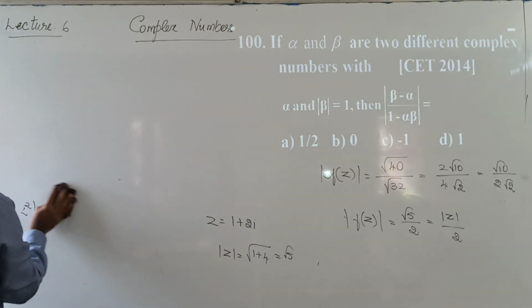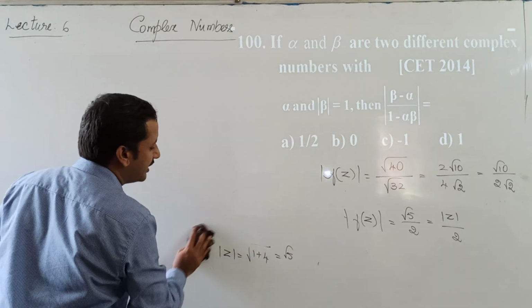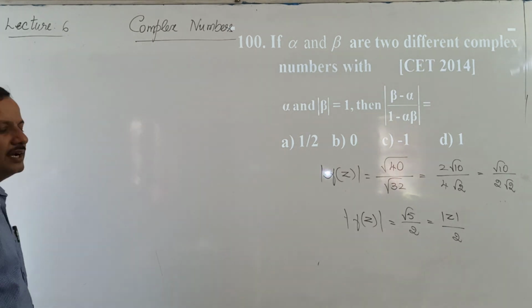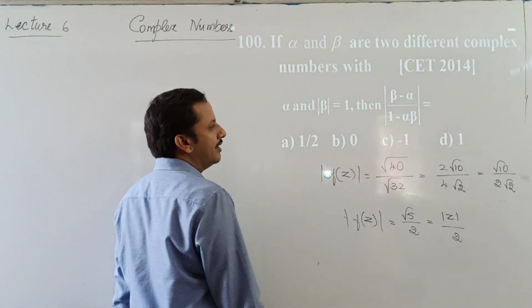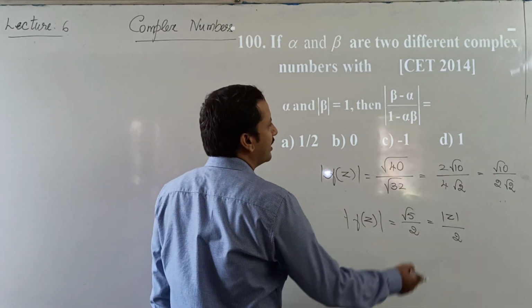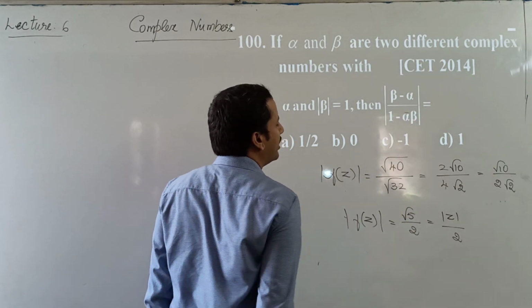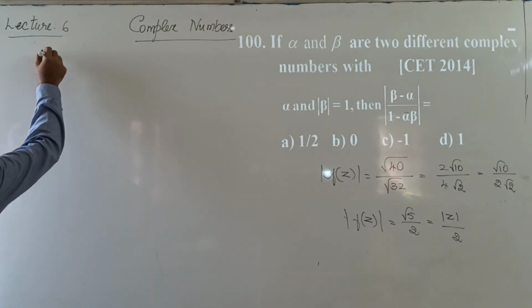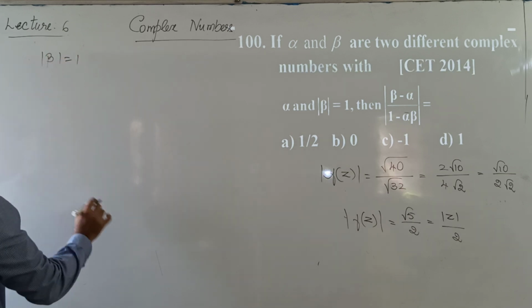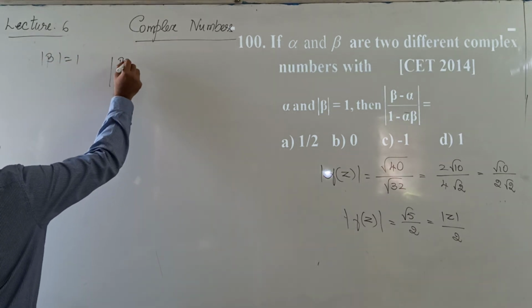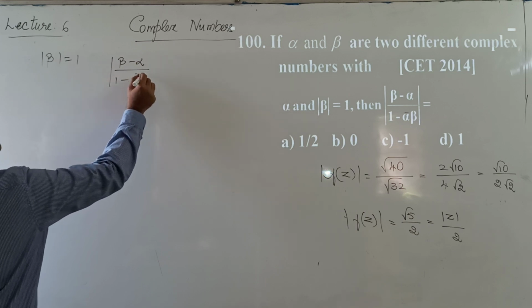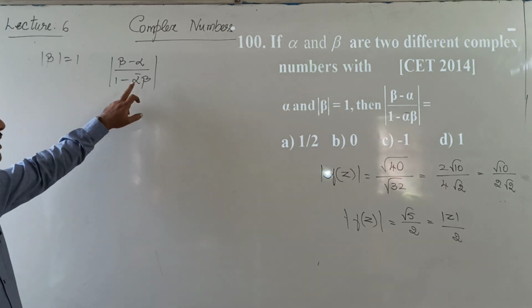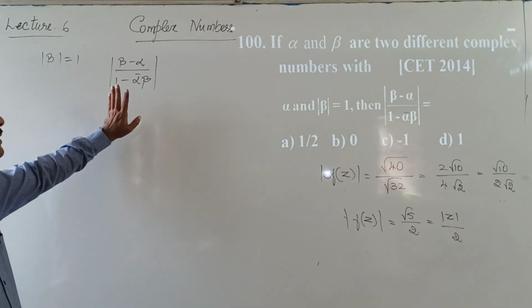If alpha and beta are two different complex numbers with modulus of beta equal to 1, then find modulus of (beta minus alpha) divided by (1 minus alpha bar into beta). Note there was a typing mistake there; it should be alpha bar into beta. Please note that correction. We are given that mod beta equals 1, and we have to find modulus of beta minus alpha divided by 1 minus alpha bar into beta. It should be alpha bar.